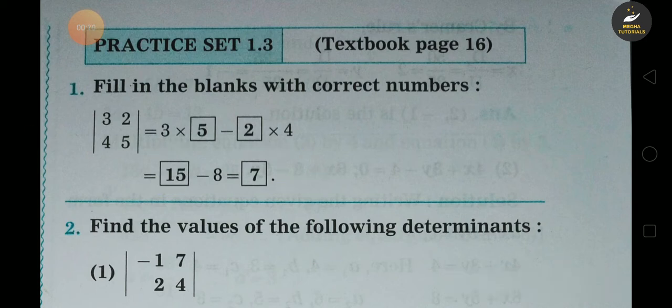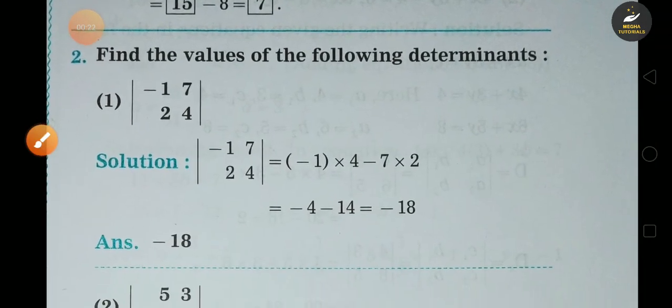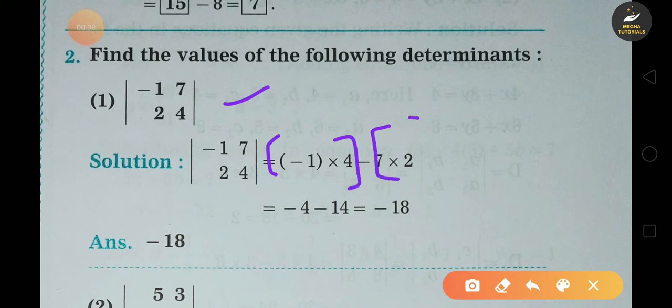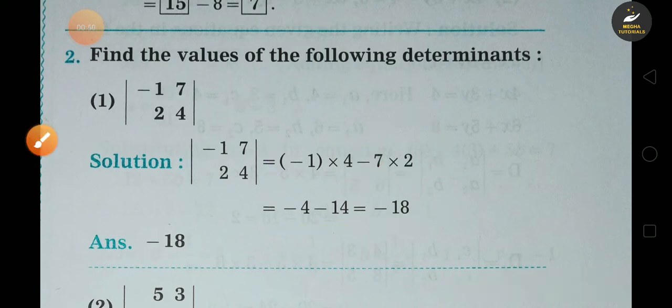Question number 2, find the values of the following determinants. So the first determinant is minus 1, 2, 7, 4. We can write minus 1 into 4 in one bracket and minus 7 into 2 in another bracket. So you will get minus 1 into 4, minus 4, and minus 7 into 2, that is minus 14. So minus 4 minus minus 14 you will get minus 18. So the final answer is minus 18.